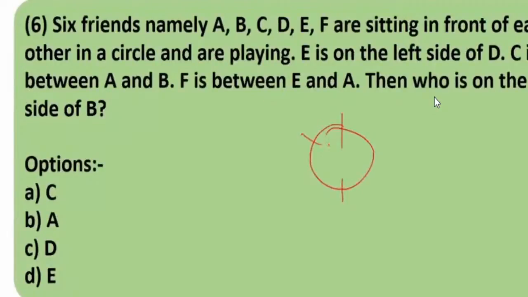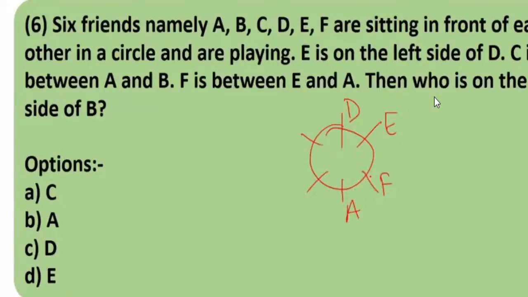So there is a circle, there are 6 friends. E is on the left side of D. So let us assume this is D, left side is this. Now they are facing each other, and so this is the left side of D, E is on the left side of D. C is between A and B, F is between E and A. So E is over here, F has to be over here, and A has to be over here. F cannot be over here because F is between E and A.